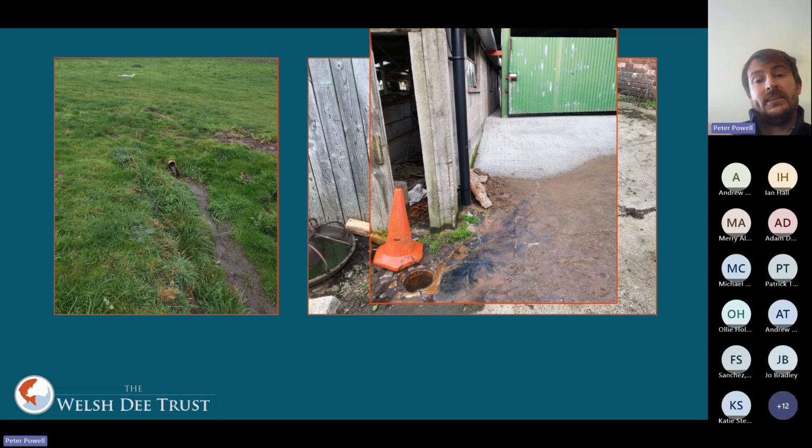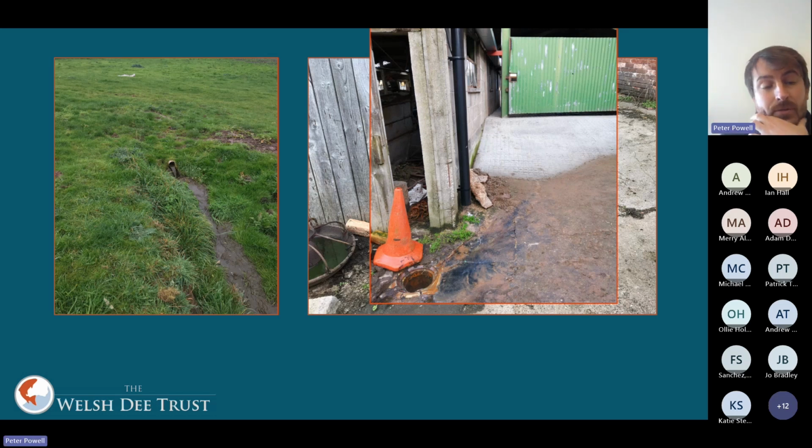But what we're finding mostly is actually where heavily trafficked areas of livestock, poaching, livestock loafing areas, areas where livestock are standing, dirty yards, still the runoff from those yards is getting into clean water drains. This is covered by the SAFO regulations, but we're finding probably compliance with these regulations can be pretty low.